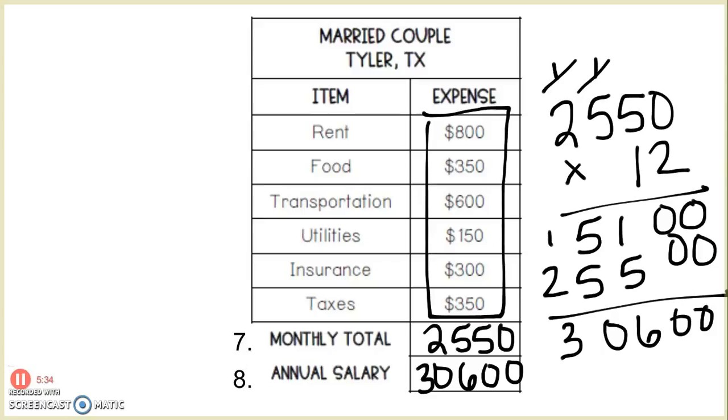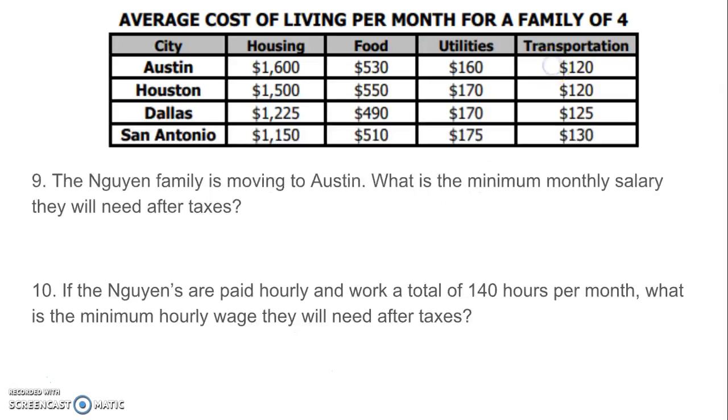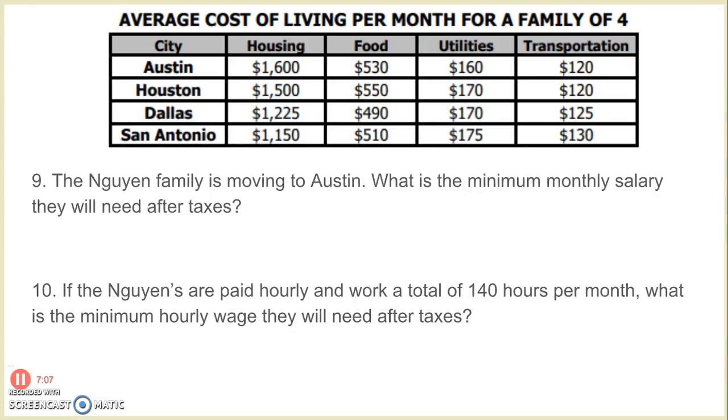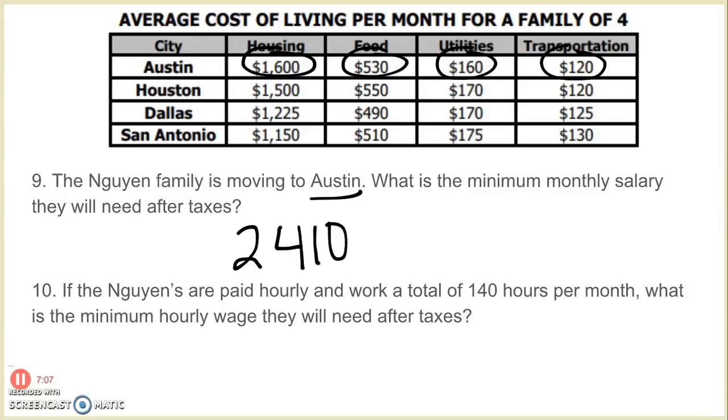All right. Let's go ahead and move on to our last 2 questions. Here we have a table with the average cost of living per month for a family of 4. The Wynn family is moving to Austin. What is the minimum monthly salary they will need after taxes? So we need to go ahead and do what to figure out the minimum monthly salary they will need? We should add these 4 numbers in order to figure out the minimum monthly salary. So go ahead and add up those 4 numbers and let me know what you get. So you should have got $2,410. That is the minimum monthly salary they will need after taxes.